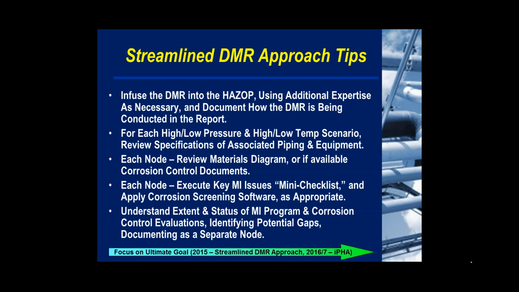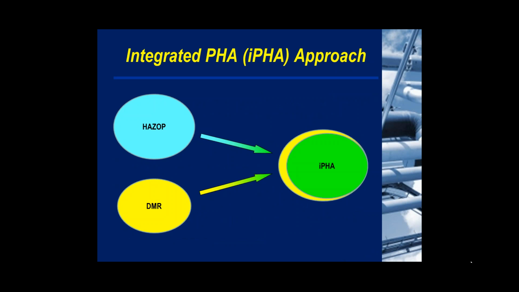So during a HAZOP study, you're looking at things that cause overpressure events, high temperature events, etc., and of course sometimes low temperature events, and look at brittle fracture issues. But there's a good opportunity, with a little bit extra effort, to look at material specifications as you're conducting the HAZOP study. Then also for each node, if there are material diagrams available or other corrosion control documents, those are reviewed for each node. Also at the nodal level, we'll execute a little mini checklist to at least challenge the team: are we picking up the big ticket items?